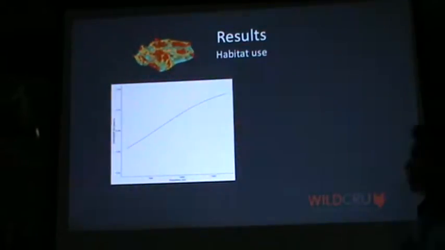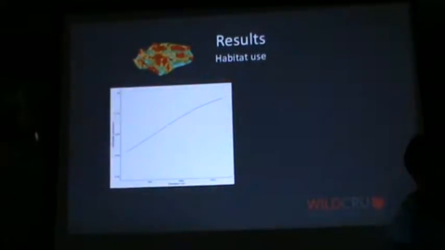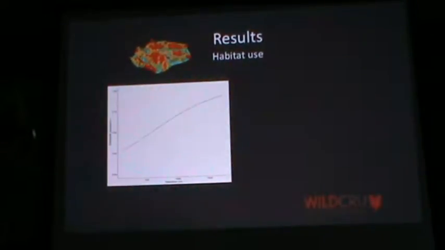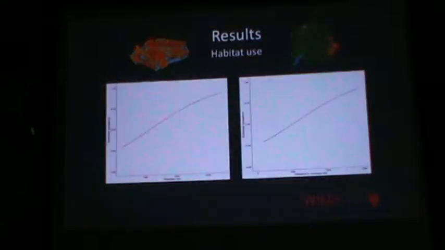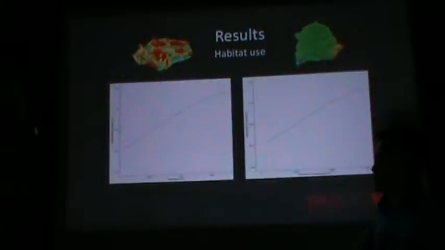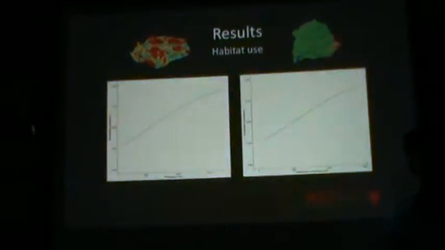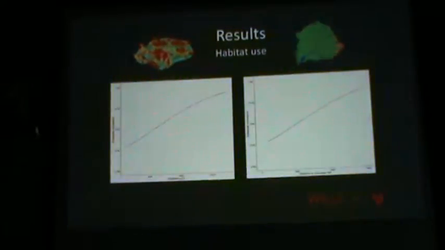When the elevation goes higher, they are more likely to use the habitat, so they actually prefer somewhere that is higher. And the further away you are from drainage, the further away you are from the river itself, the more it is using the habitat. So what this might suggest, we're not sure of the reason, is that when you go nearer the rivers, there is more human activity, and therefore it deters or might put off the clouded leopard.